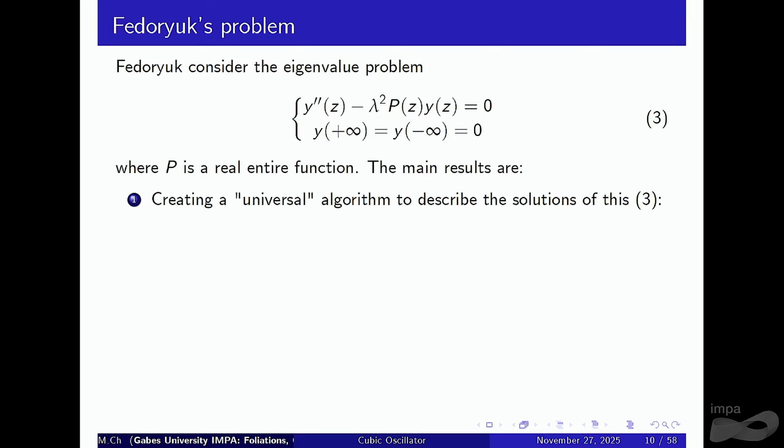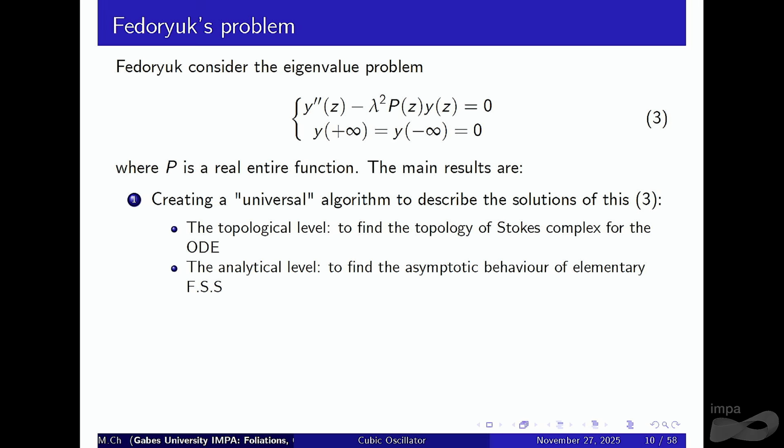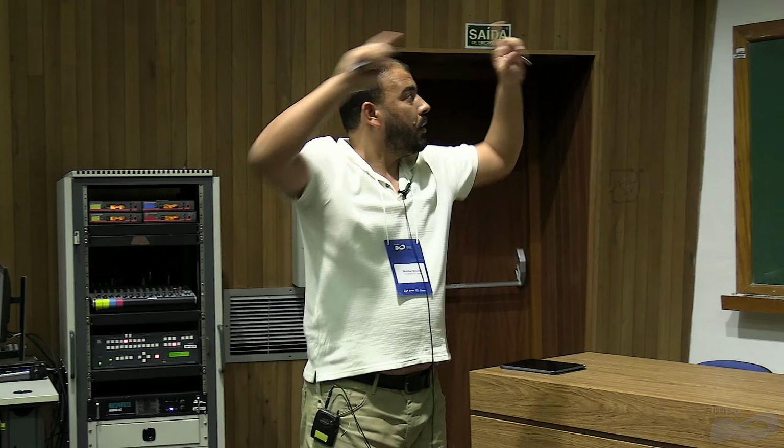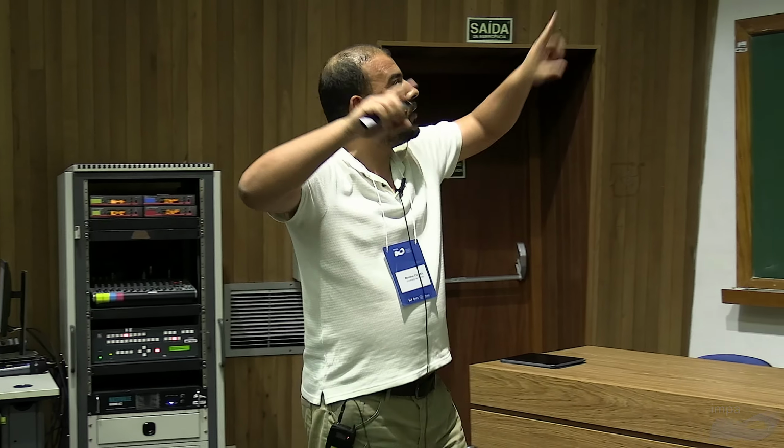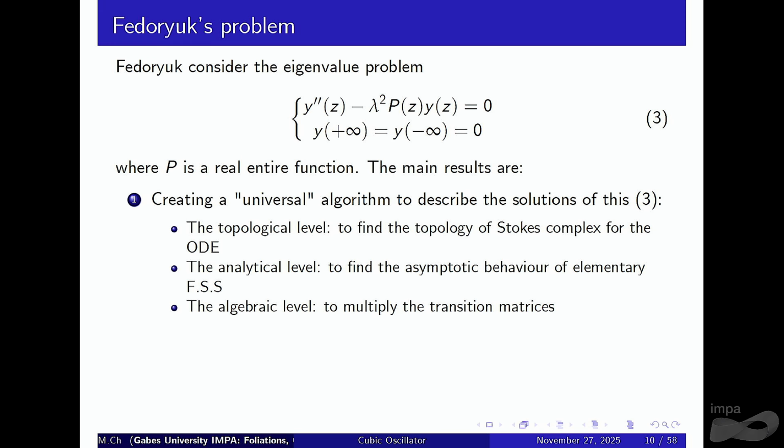This algorithm has 3 steps: the topological level, to find the topology of the Stokes complex related to this equation; the analytic level, to find the asymptotic behavior of the elementary fundamental system; and finally the algebraic level, to describe the global solution and the group of monodromy related to this equation. So from one fundamental system to another, we have a transition matrix to describe the link between these fundamental systems.